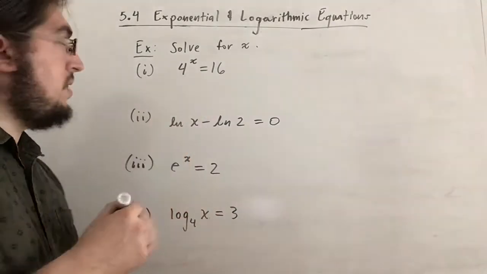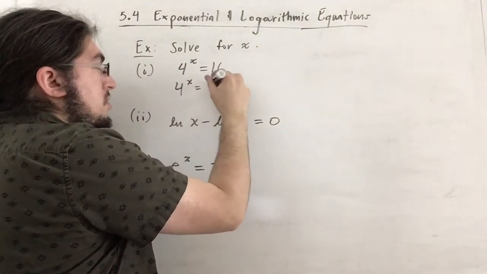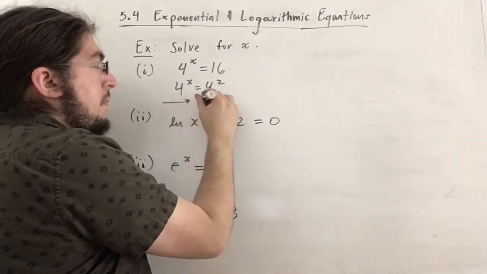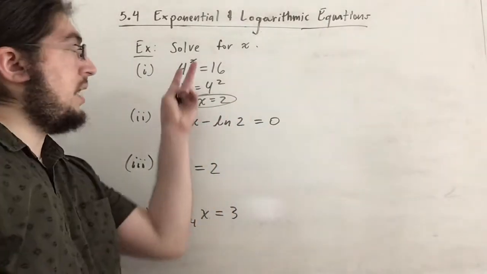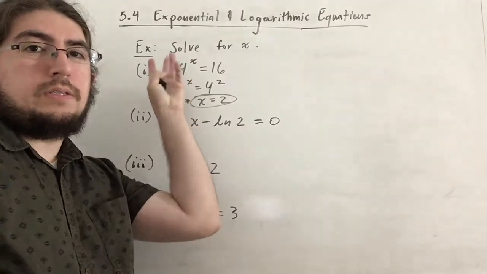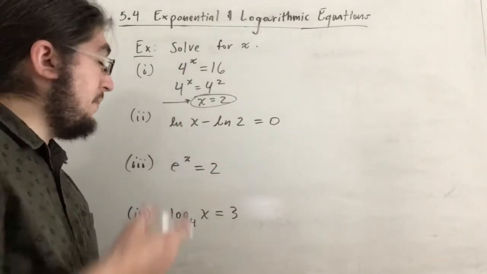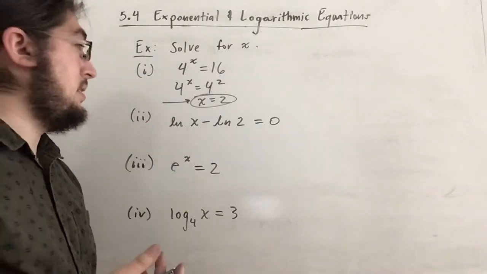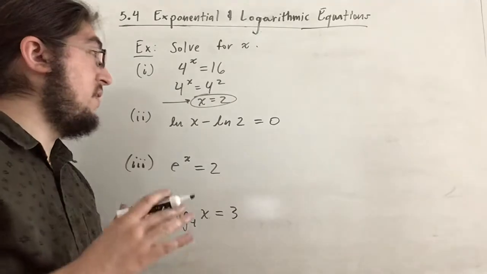So here you may think, well, we can write 16 as 4 to the 2, and then using the one-to-one property of exponents, you just say x is equal to 2, and that's it. And it's the only x value that'll make 4 to some power be 16. So it's kind of, like I said, a more simple type of example. But there it is. Is there another way of doing this? Totally. There's another way of doing this.